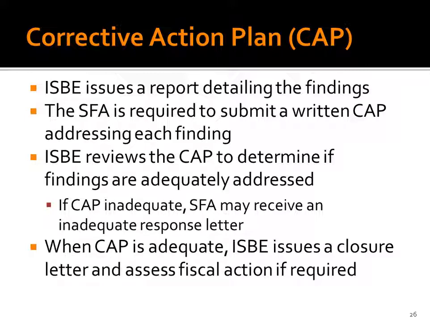When the corrective action plan is finally accepted, we will issue what we call a closure letter. If there was fiscal action over $600, it would be at this time that those funds would be requested. Sometimes the funds are recovered in future claims. At other times, we request that you send the funds back to the state by mailing a check.